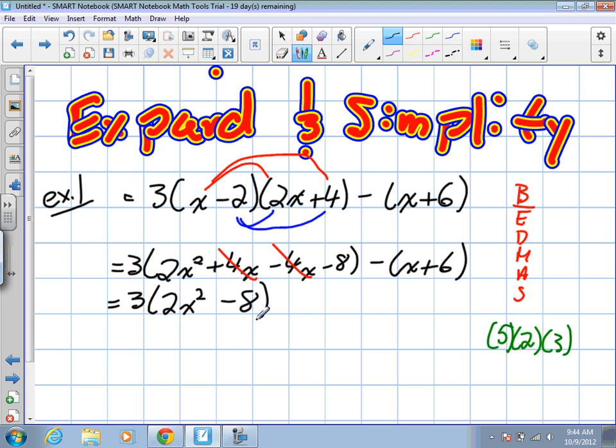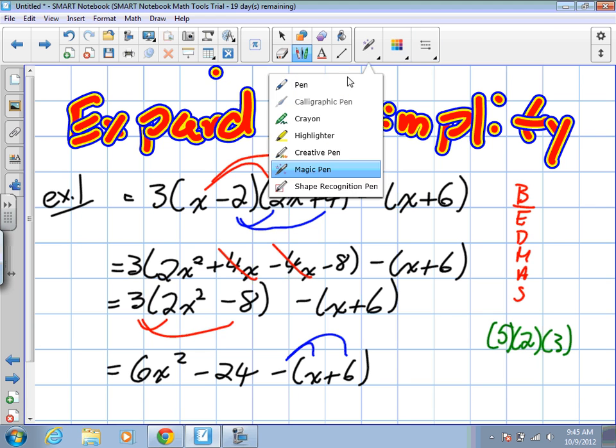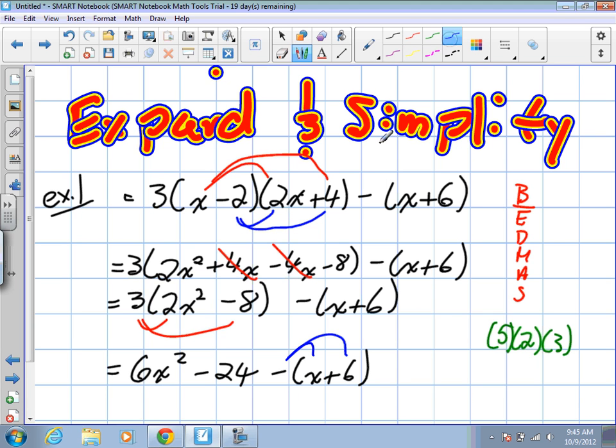Okay? Now this becomes a much simpler type question for us. Let's distribute that 3 to both terms inside. What is 3 times 2x squared? 6x squared. 3 times negative 8? Negative 24. Now, this says negative 24, subtract x plus 6. Now, this subtraction sign actually needs to be distributed to both of these terms. Think of it as if there is an imaginary 1. And we're taking that negative 1 and multiplying it in.